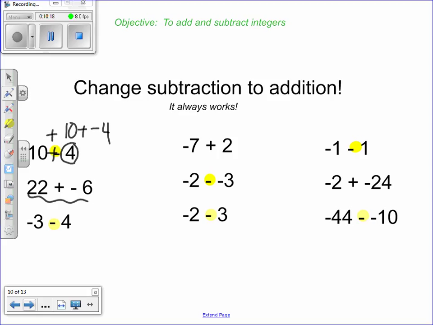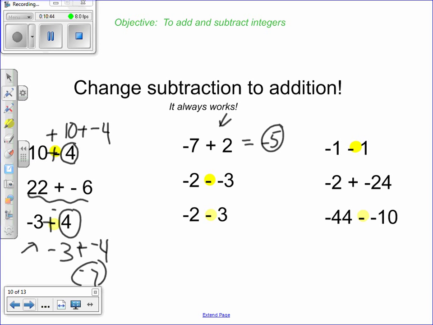All right, next problem. No subtraction, don't change anything. 22 positives and 6 negatives. All right, this problem down here. Change subtraction to adding. The opposite of what comes next. Opposite of positive 4 is negative 4. So negative, 3 negatives, and 4 negatives. Just combine them so we have 7 negatives. All right, over here, nothing to change. 7 negatives and 2 positives leaves me with 5 negatives altogether.